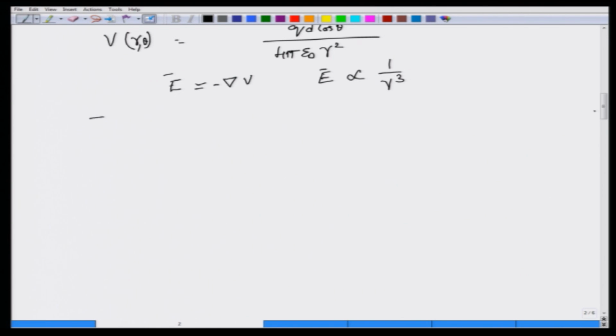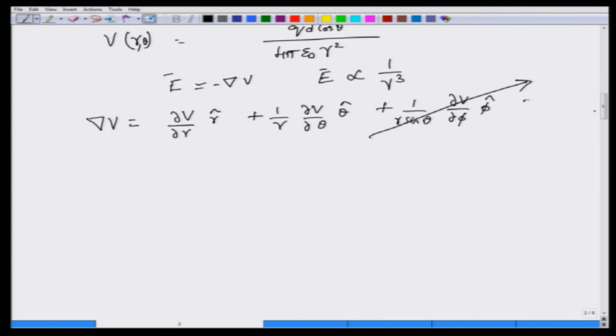I will write down the expression for gradient in the spherical coordinate system. You can confirm this with the result given in the textbook. This is del V by del r, r hat. This is the potential differentiated with respect to r, and this quantity is clearly non-zero because V depends on r, plus 1 by r del V by del theta. This is also non-zero because V depends on theta; there is a cos theta dependence in the potential V. There is also a term that depends on phi, which is 1 by r sin theta del V by del phi, phi hat. However, this term is equal to 0 because the potential is not dependent on phi.